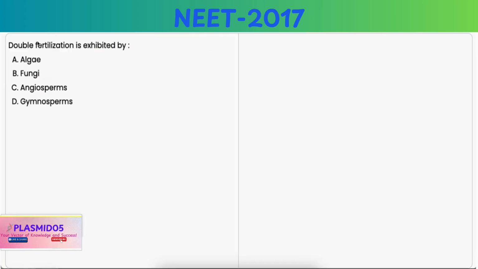In this question, you have to identify the organism that exhibits double fertilization. Option A, algae. It is incorrect because algae reproduce by various methods, including vegetative, asexual, and sexual reproduction, but they do not exhibit double fertilization. Option B, fungi. It is also incorrect because fungi reproduce via spores through sexual or asexual means, but they do not have double fertilization. Option C, angiosperms.